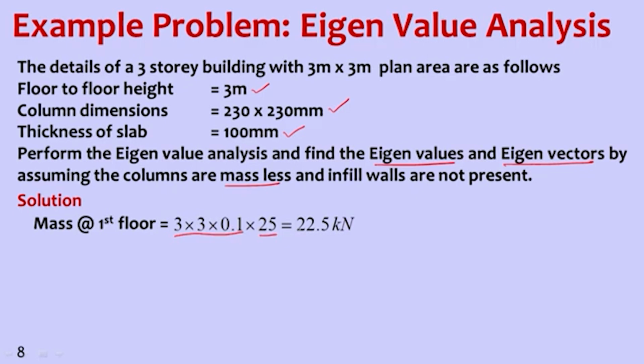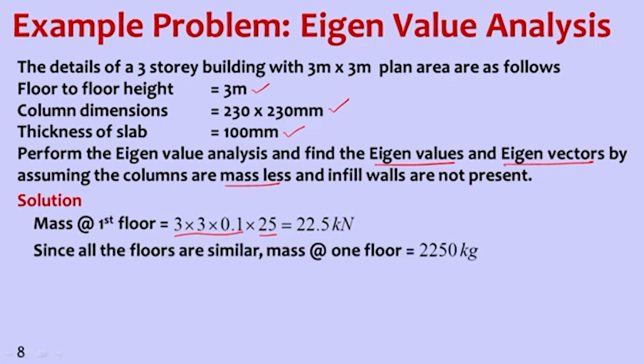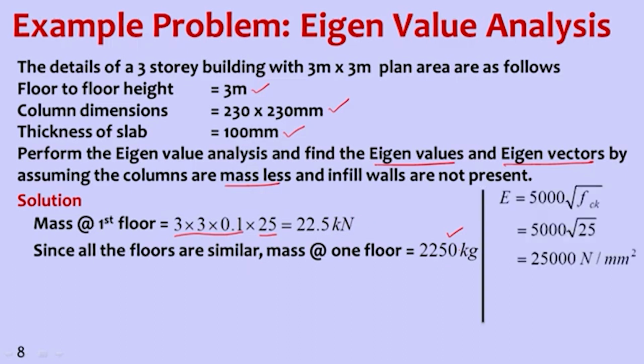If we get the weight density, so 22.5 kilonewton weight, that we can convert as 2250 kg mass in all floors. So, multiply by 1000 and divide by 9.81. So, we get 2250 kg. All masses are the same. And then we want stiffness.